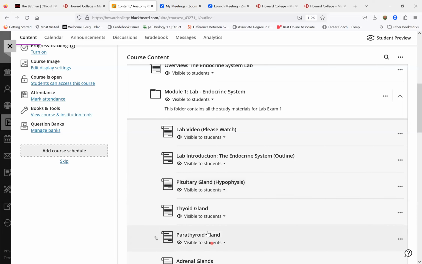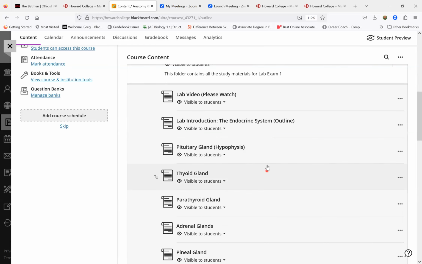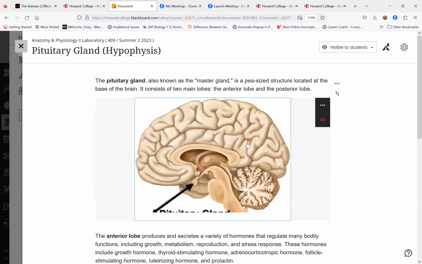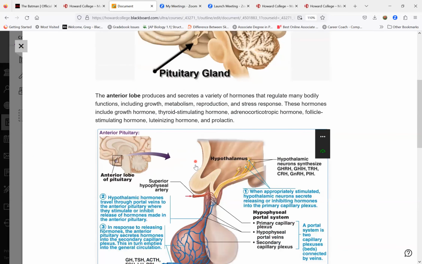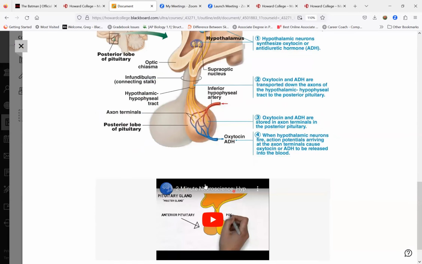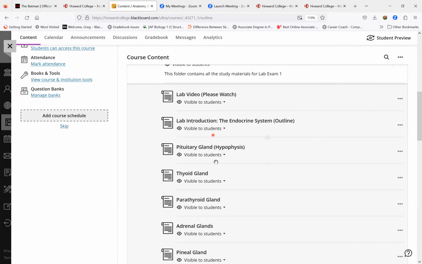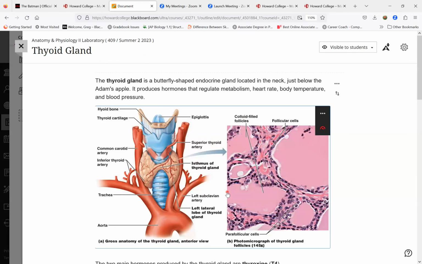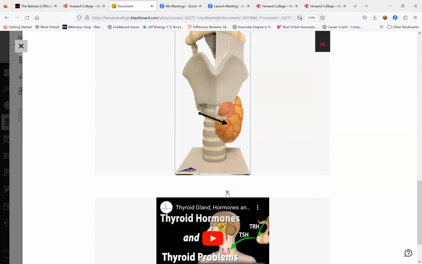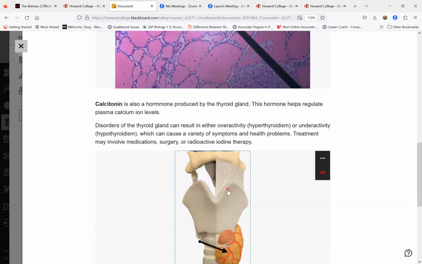It says lab exam one. It's going to be over the endocrine system, but here we have a breakdown of all the different glands, and here's a video at the bottom. Same thing here. This is a thyroid. See the video at the bottom.